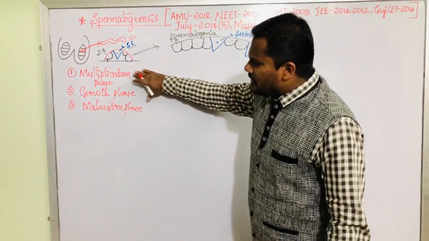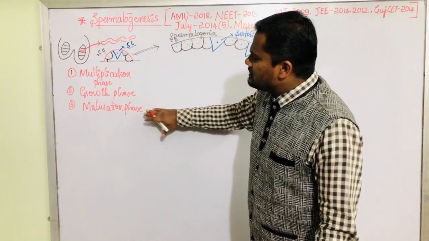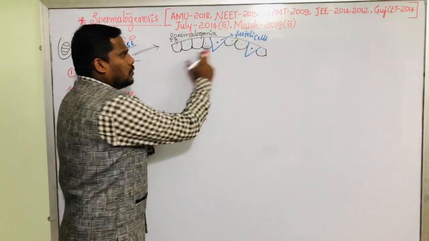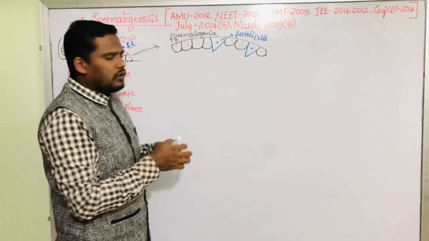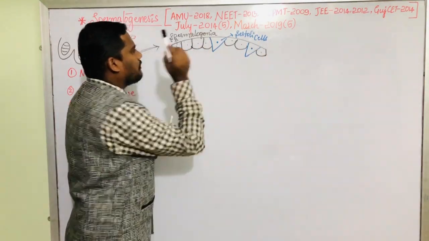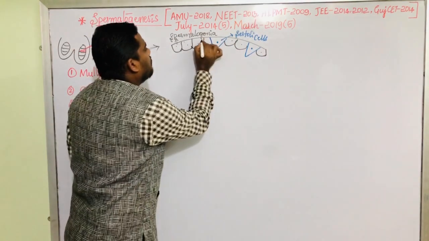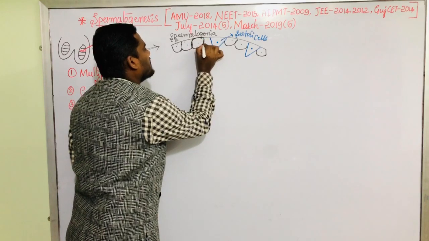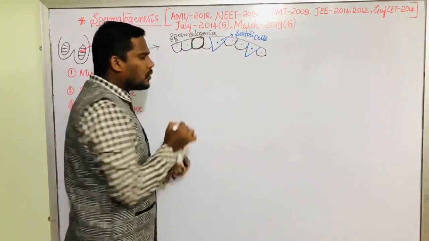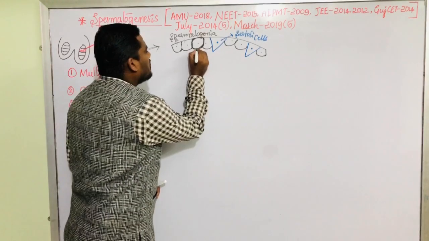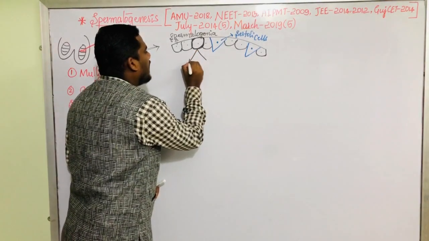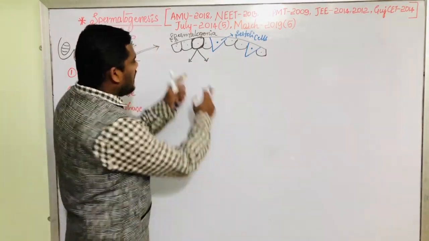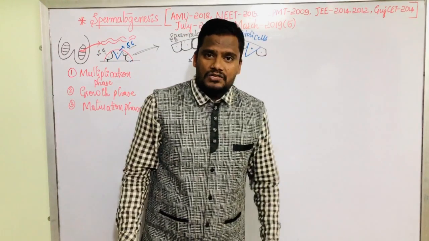We will understand what the multiplication phase, growth phase and maturation phase are a little later. Now, there are 2 types of cells in the seminiferous tubule of a testis. One is the Sertoli cell, the other one is the spermatogonia cell. Let us focus on this spermatogonia cell. This spermatogonia cell starts dividing by mitosis. How is this spermatogonia cell, my dear friends?